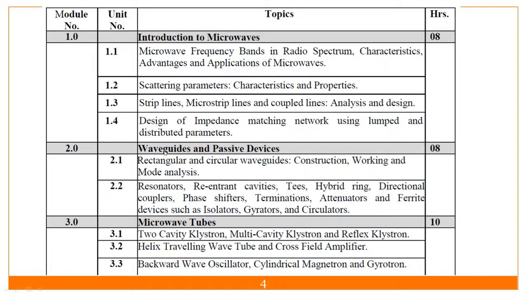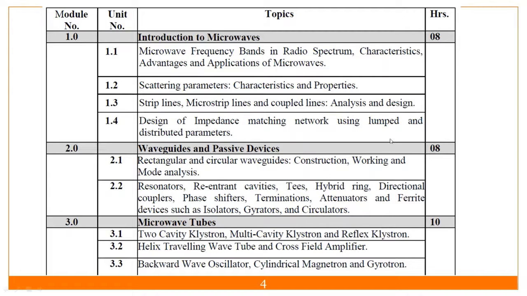The second module is waveguides and passive devices. Here are the actual microwave devices, like rectangular waveguides and circular waveguides. Microwaves are invisible signals, so to transmit that signal we have to use some kind of device. It might be a rectangular shape or a circular shape. Just a hollow tube, you can imagine a hollow tube.